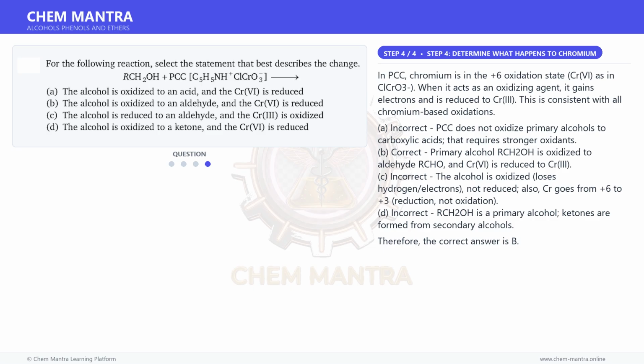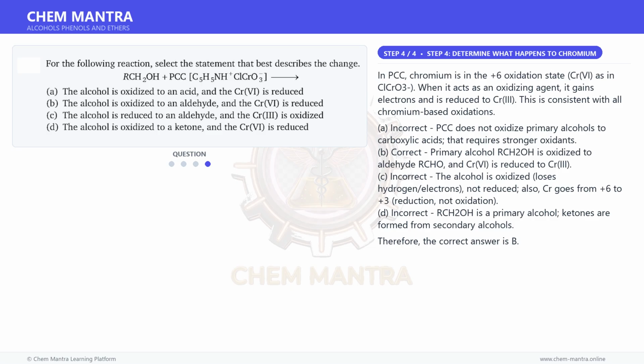A. Incorrect. PCC does not oxidize primary alcohols to carboxylic acids; that requires stronger oxidants. B. Correct. Primary alcohol RCH2OH is oxidized to aldehyde RCHO and Cr6+ is reduced to Cr3+.